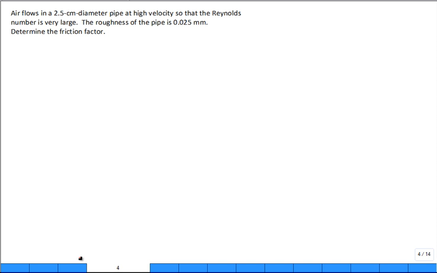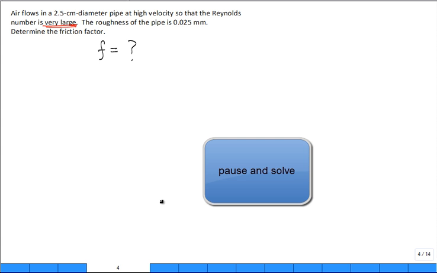So we have airflow in a 2.5 centimeter diameter pipe at high velocity, so the Reynolds number is very large. The roughness of the pipe is 0.025 millimeters. Determine the friction factor. I'll pause and let you work on that for a minute, okay?